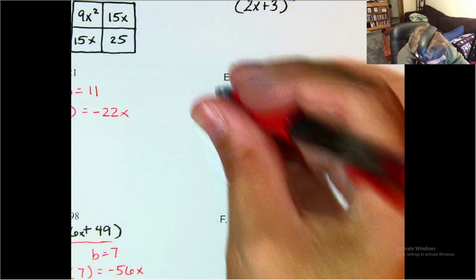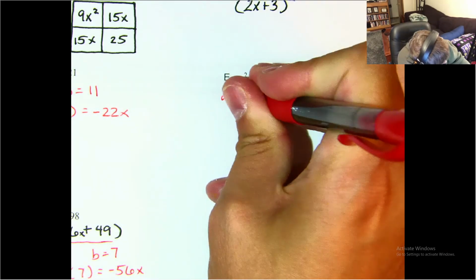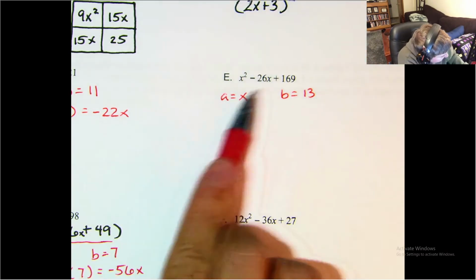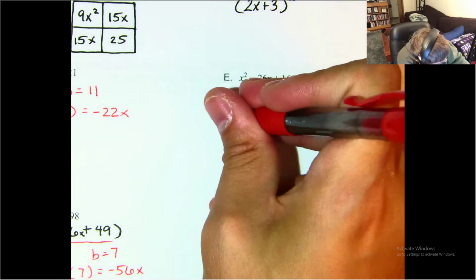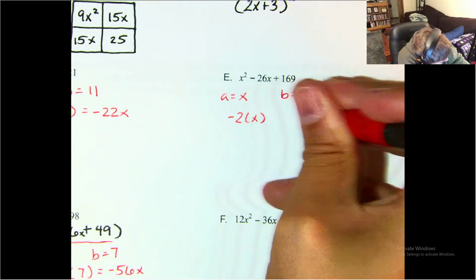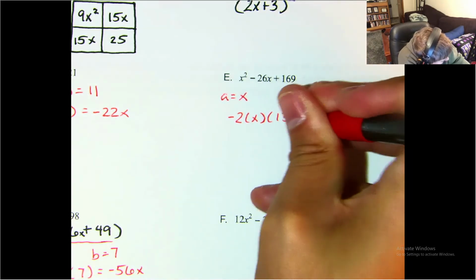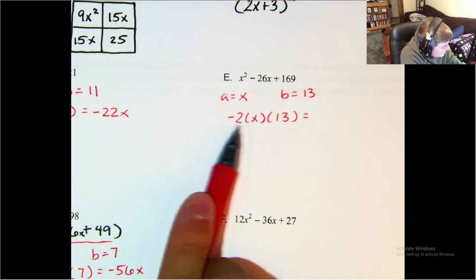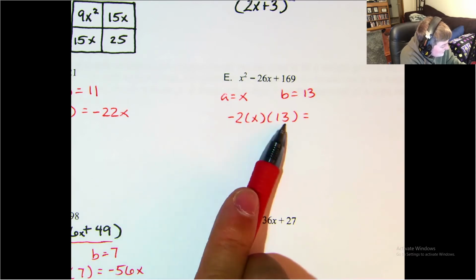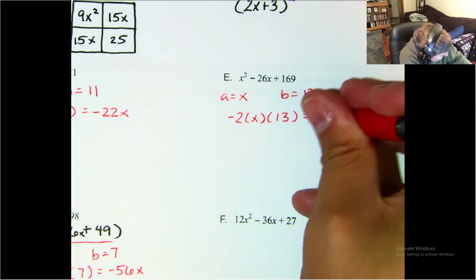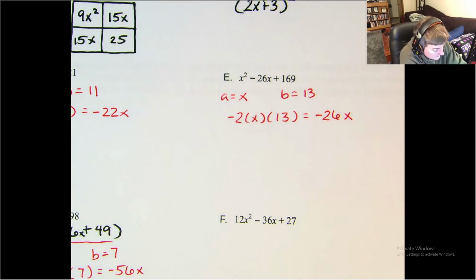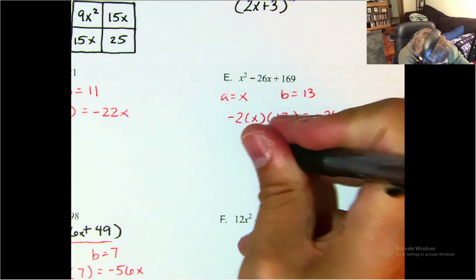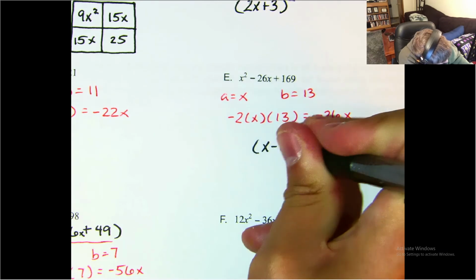All right, moving on to the next one. The root of my first one here is x. The root of my last one here is 13. This middle term's negative, so I need to check, does negative 2 times the root of the first times the root of the second equal negative 26x? Negative 2 times x is negative 2x. Negative 2x times 13 is negative 26x. So it is a perfect square trinomial, meaning that this is going to factor into x minus 13 squared.